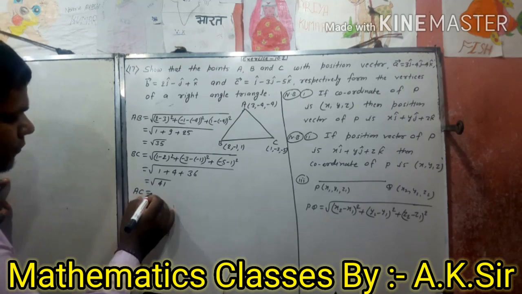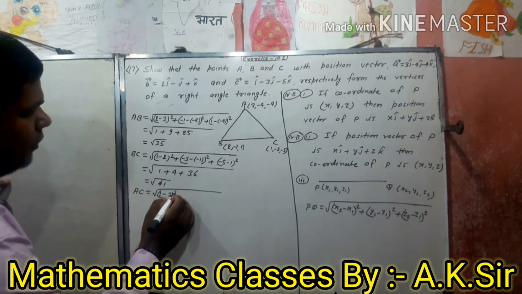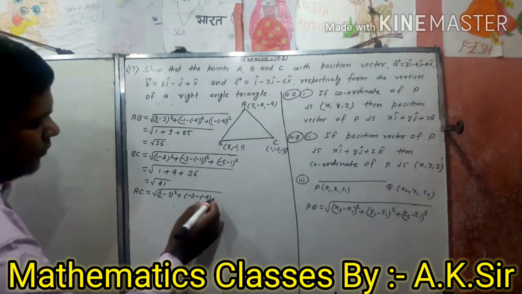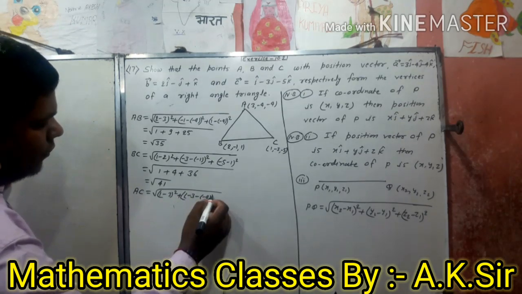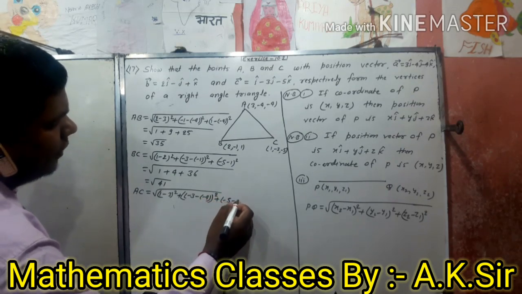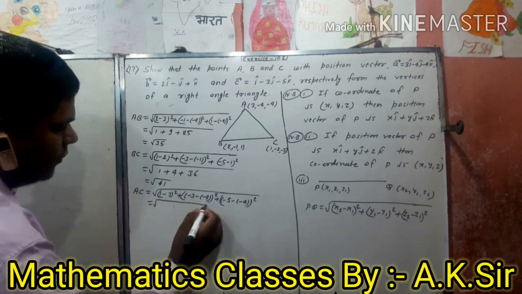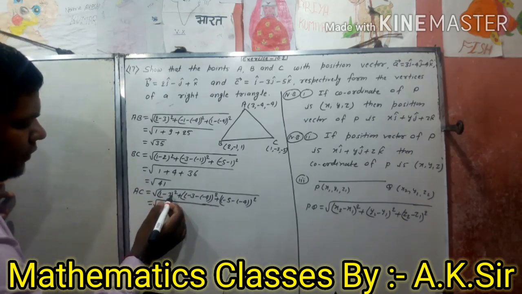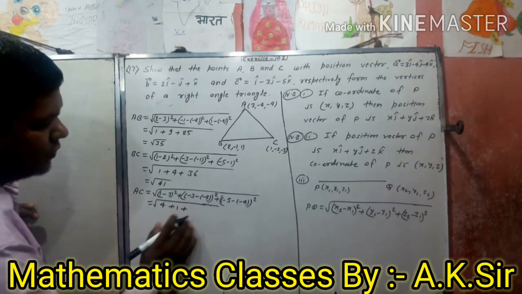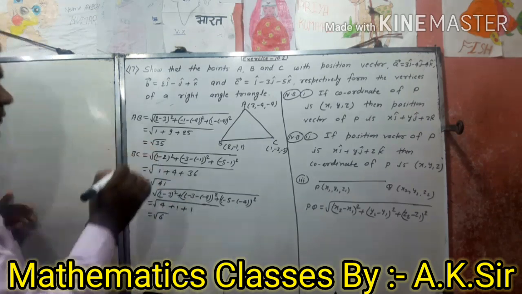AC is equal to the square root of (1 minus 3) squared plus (minus 3 minus 4) squared plus (minus 5 minus 4) squared, which is equal to the square root of 4 plus 1 plus 1, equal to the square root of 6.